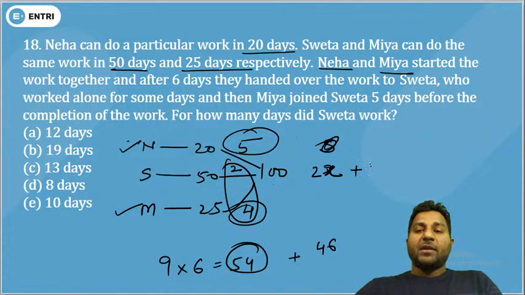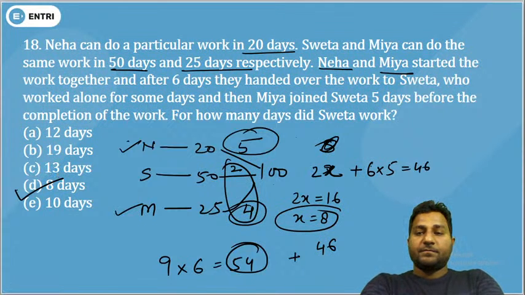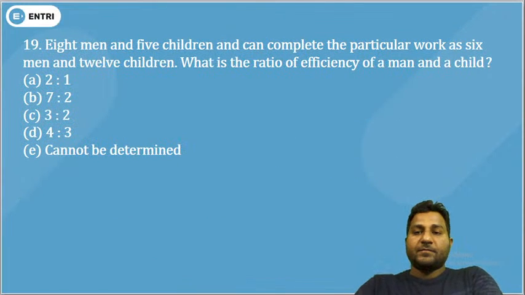That means 6 into 5 equals 46. So 2x equals 16. That means the value of x is 8. Yes, D option is correct. No, Praveen, not C. Did you get it? Next.